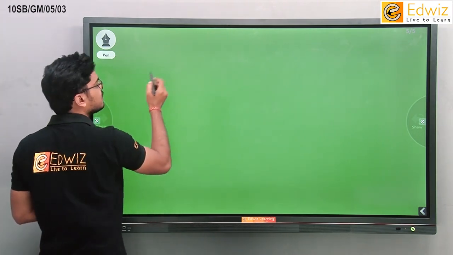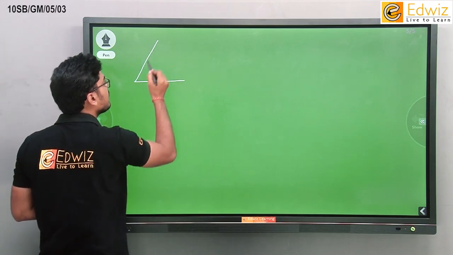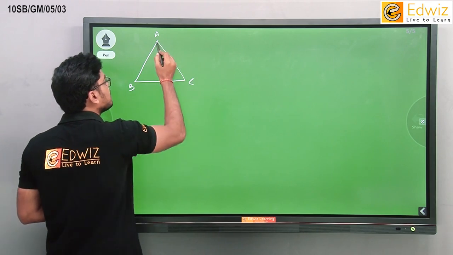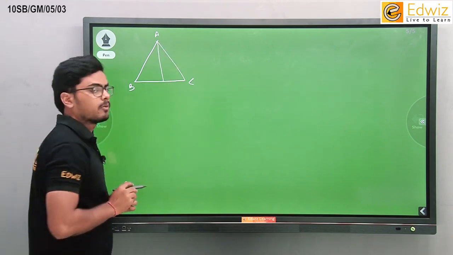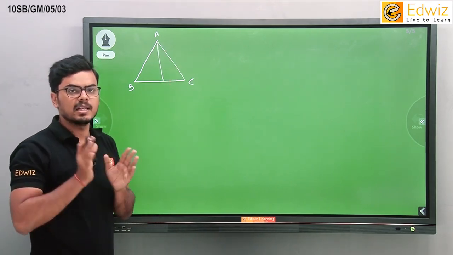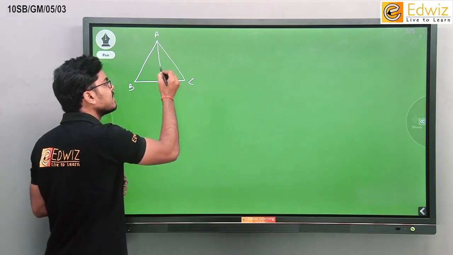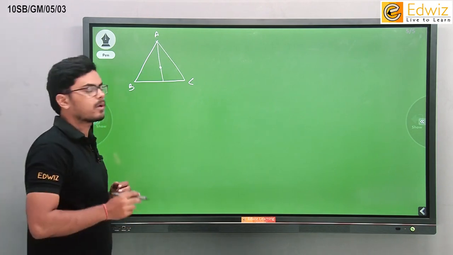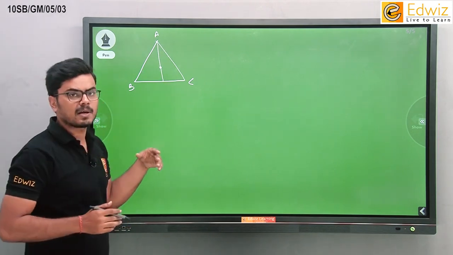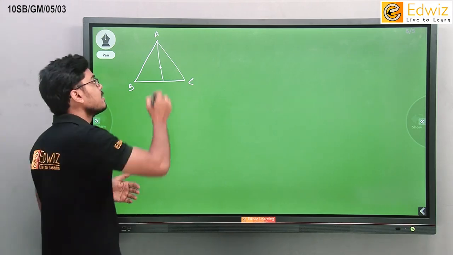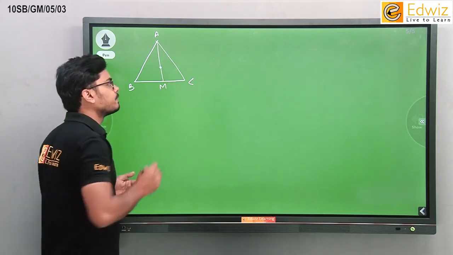Let us derive the formula. Suppose this is the triangle ABC. This is one median only. For our solving purposes we will only take one median. Now suppose the centroid of this triangle is somewhere here. If I draw the other two medians, they will intersect at this point only. You have to assume that. So this is point AM.